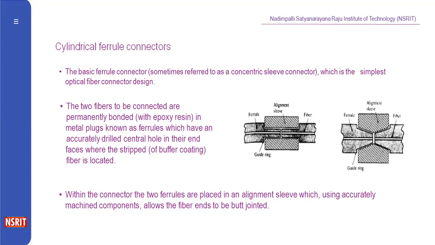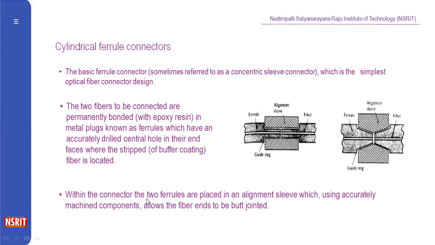Coming to the next category, cylindrical ferrule connectors. You can observe what a ferrule is. A ferrule is the attachment that is made to your optical fiber cable. The basic ferrule connector is the simplest optical fiber connector design. Here you can see two ferrule connectors. The ferrule is attached to your optical fiber to hold it in place. The two fibers to be connected are permanently bonded in a metal plug known as a ferrule, which has an accurately drilled center hole in its end face where the stripped fiber is located. Here we have a hole where the fiber is located, and it is attached using an epoxy resin.